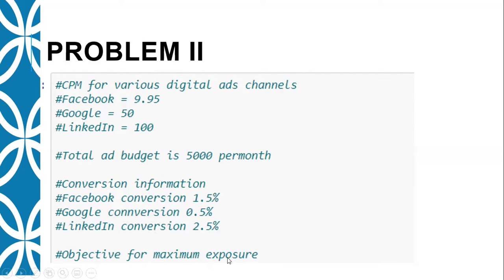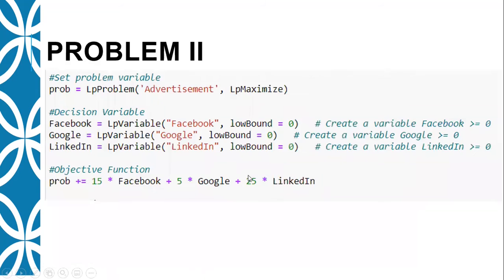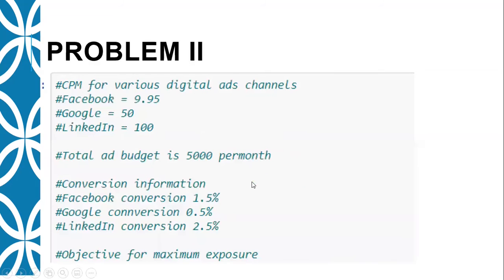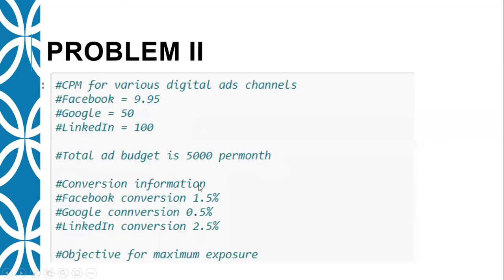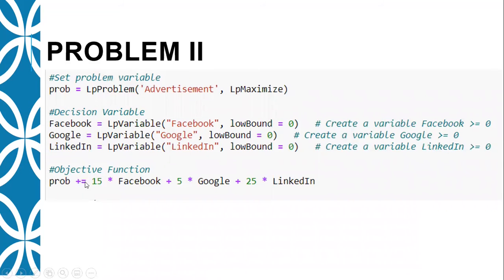This was a typing mistake, I'm sorry. So the objective is to maximize the conversion. This is the structure of our problem, and this is the objective function. The conversion of Facebook was 1.5%, Google was 0.5%, and LinkedIn was 2.5%. This is the data which is available, and by using this data on conversion, we have generated this objective function.